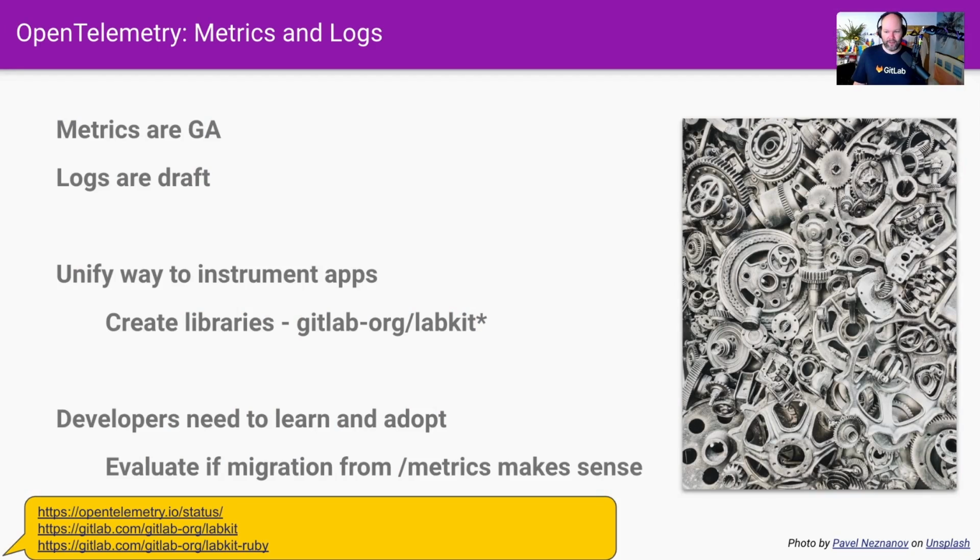Now, looking a little bit more into the future, OpenTelemetry provides metrics and logs, or like what is coming. Metrics are GA, logs are in draft, and I think they are becoming GA soon. We also need to think about unifying a way to instrument applications, like creating libraries for ourselves in LabKit for Go and for Ruby in GitLab. Developers need to learn and adopt, and we also need to figure out whether it makes sense to change from /metrics as an endpoint for Prometheus to OpenTelemetry in the collector. This is something else to consider for everything.